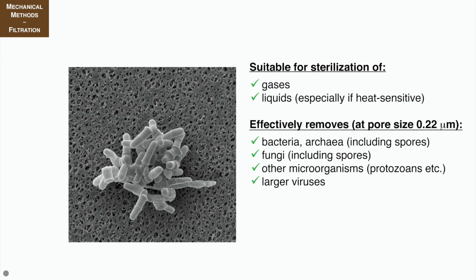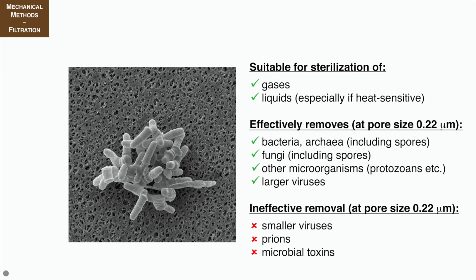The average pore size of the filter determines how efficiently it can remove microorganisms. Filters used for sterilization require an average pore size of 0.22 micrometers or smaller. Such filters will effectively remove all cellular microorganisms as well as larger viruses.